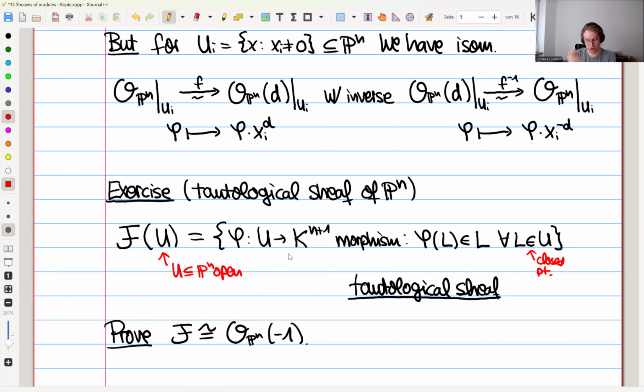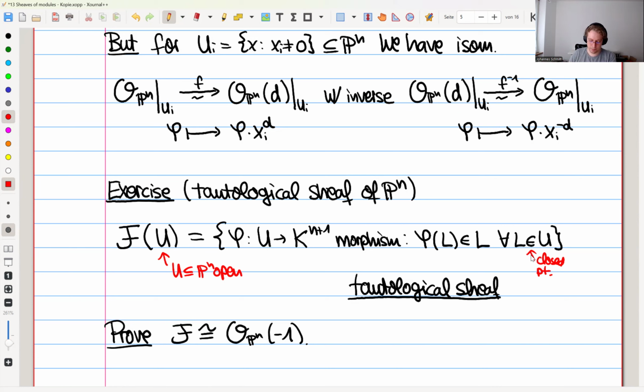This makes sense because phi goes to this space, which contains all these lines. So you can ask that this vector should be a part of L, and this should happen for all L in this open set, meaning for all L closed points in this variety U. This gives well-defined sets, and then you can check that they have restriction maps because you can just restrict such maps, and this condition is still satisfied. This makes it a presheaf. It's actually a sheaf because these are just functions to some target satisfying a condition which you can check pointwise.